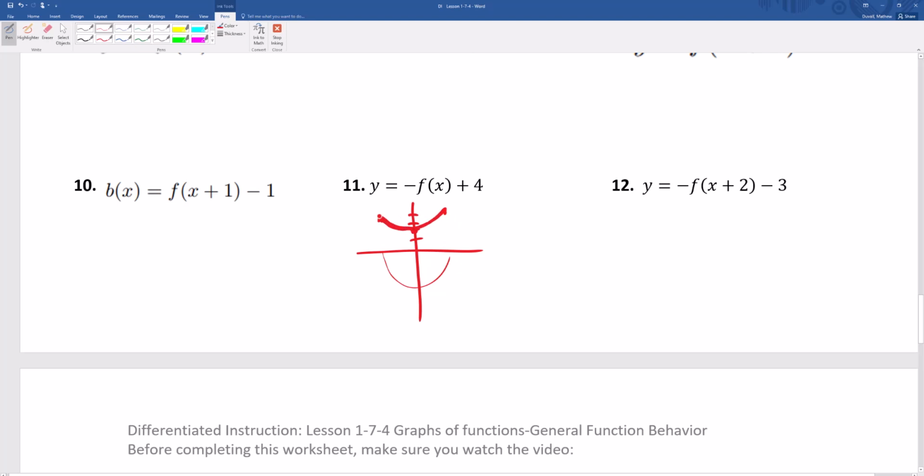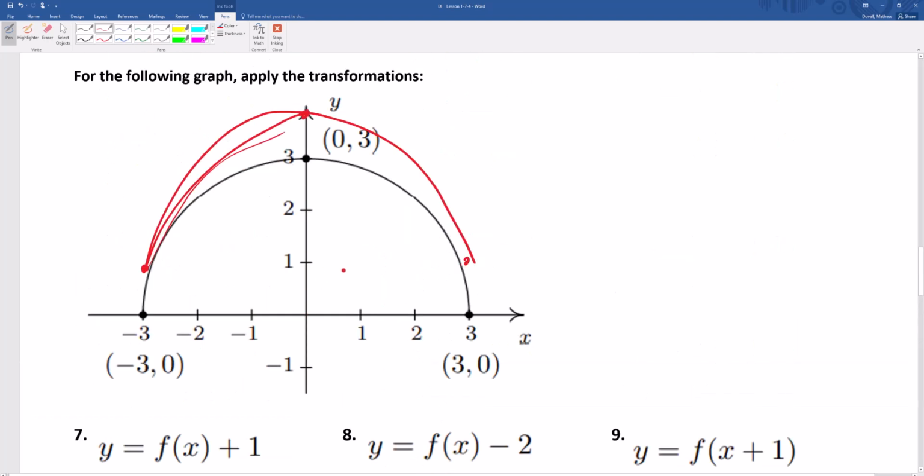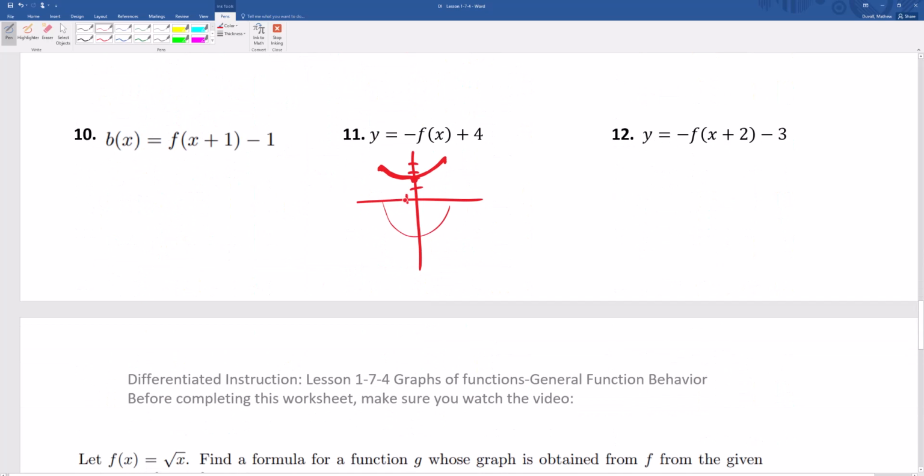I know it didn't scale it very well, right, but the radius is 3. Oh, it should have been here. There we go. That's much better. So just make sure you apply the reflection first.